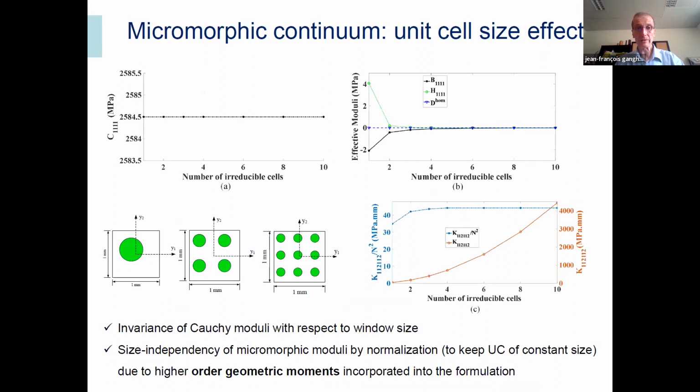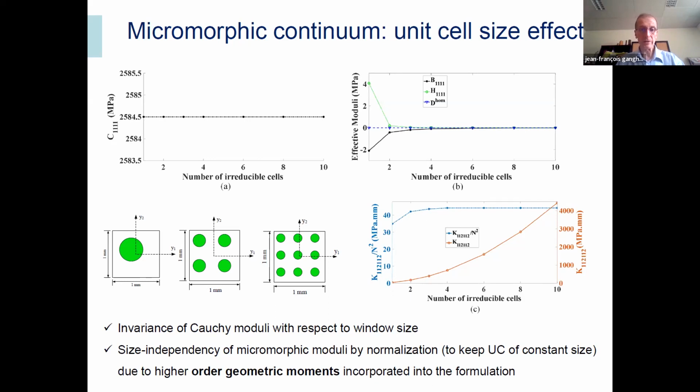So, unit cell size effects. What we do is to make different unit cells, which include a repetition of the basic pattern. So 1 by 1, 2 by 2, 3 by 3, etc., up to 10 by 10. Of course, numerical cost is increasing, but this is just a way to check the convergence of the higher order moduli versus unit cell size. And we see that Cauchy moduli do not show any size dependency. And the normalized higher order moduli converge very quickly to a steady, constant value, which is intrinsic to the unit cell microstructure.